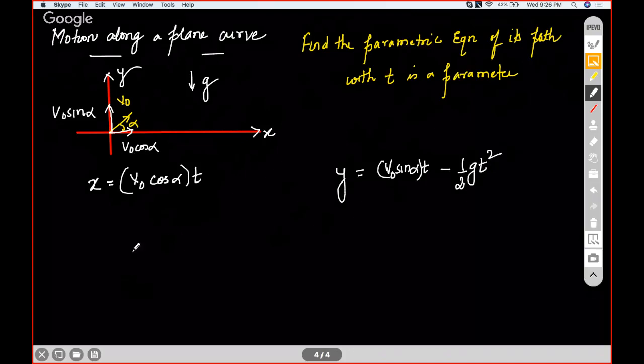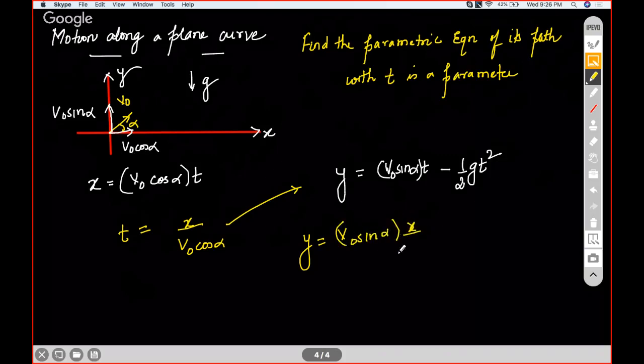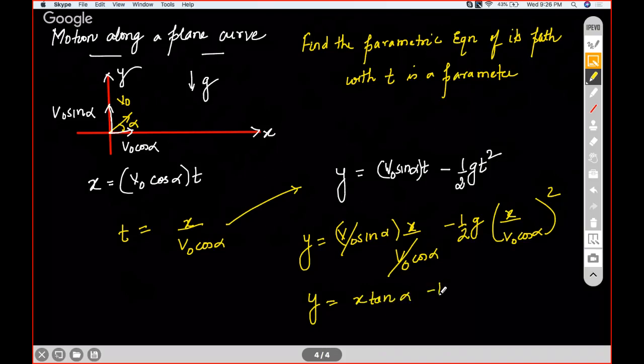Now, if I ask you to get a Cartesian equation of its path, you can eliminate t. So t you can write as x by v naught cos alpha and substitute it in y. So y will be v naught sin alpha times x by v naught cos alpha, minus half g times t square. V0 gone. So y will be x tan alpha minus half g x square by v0 square cos square alpha.